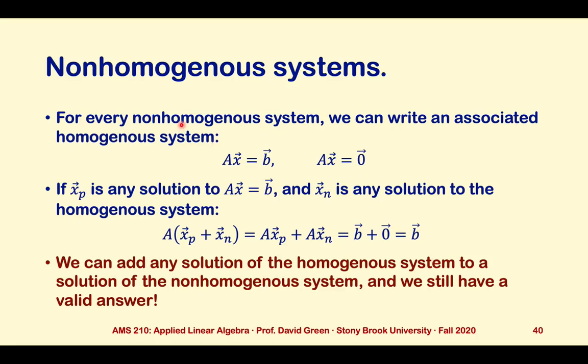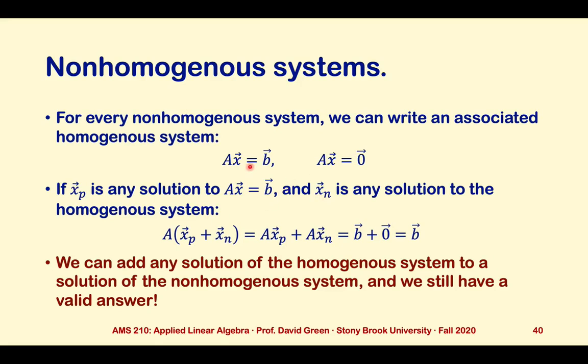The null space is defined based on a homogeneous system, but it turns out that all of the lessons we learn about the null space with special solutions also help us solve non-homogeneous systems, systems that don't have a 0 for a right-hand side. For every non-homogeneous system AX equals B, where B isn't equal to 0, we can always write an associated homogeneous system, simply replacing the right-hand side with 0.